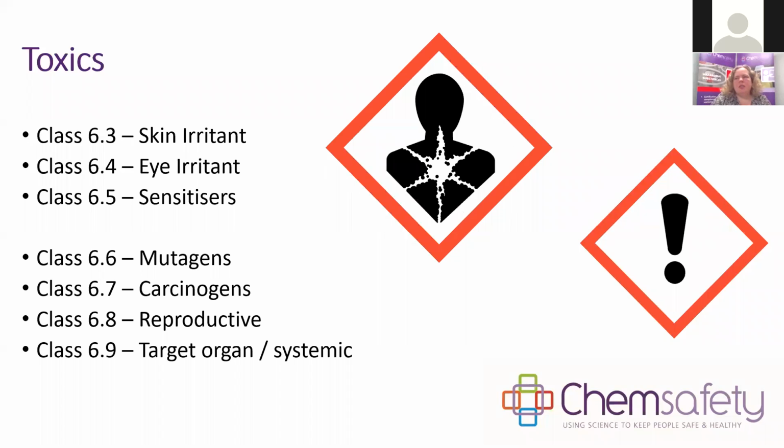Class 6 toxic substances also encompass things that impact on your quality of life, either short-term or long-term, and the effects may also be fatal from these as well. So we've got skin irritants and eye irritants, so things that are going to cause short-term discomfort, but that short-term could be a matter of days or weeks. Sensitizers, products that can cause an allergic type reaction, so something like asthma or dermatitis. And we've got some of the more long-term effects, so mutagens, carcinogens, reproductive toxicity, and also things that impact on a particular target organ or system, so like kidney damage, or that might affect the nervous system, those sorts of substances.